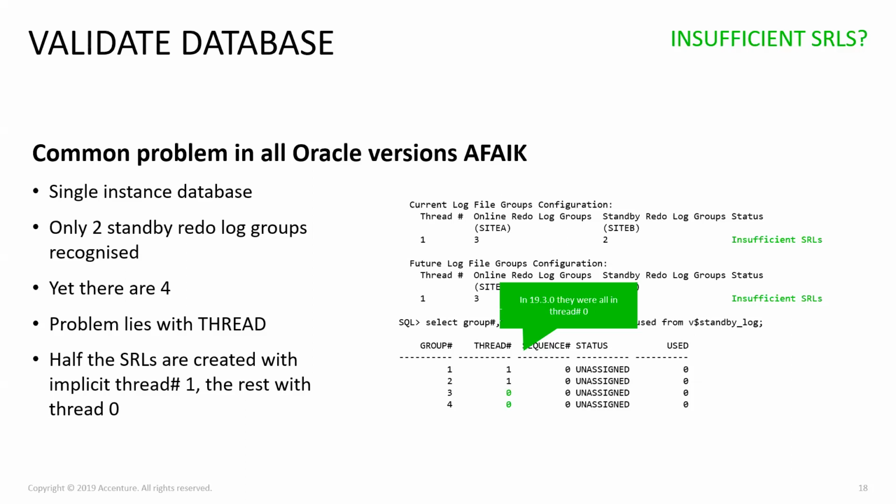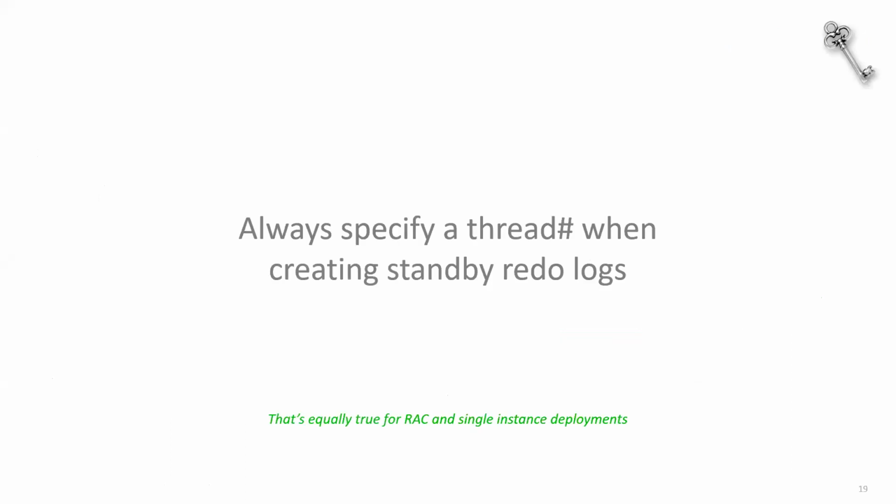Yeah, so that's something I think there was a blog post where I found this to be said, but it's something that I found so important that I wanted to mention it here as well. So always specify a thread number when creating standby redo logs. I mean, you do it anyway with RAC, so I think it just should become second nature when you do this with single instance deployments as well.